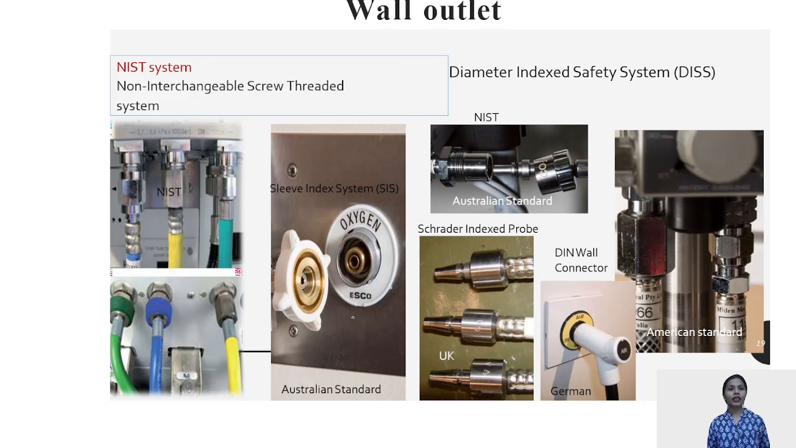These are your wall outlets. The non-interchangeable screw threaded system, this is your NIST. Like this, it is connected to your wall outlets and to your anesthesia machine. These all are your Schrader probes.